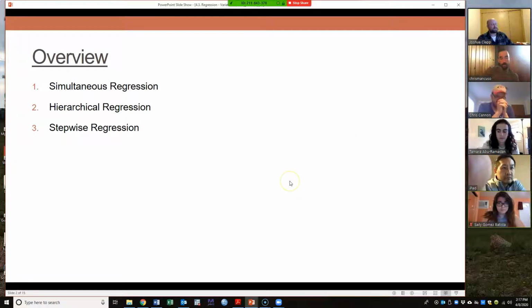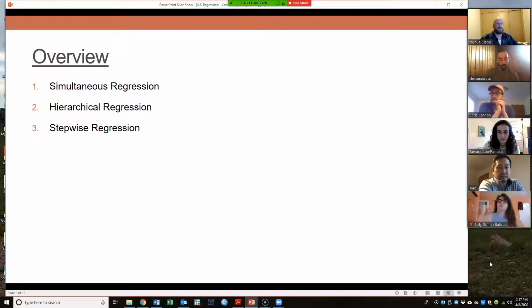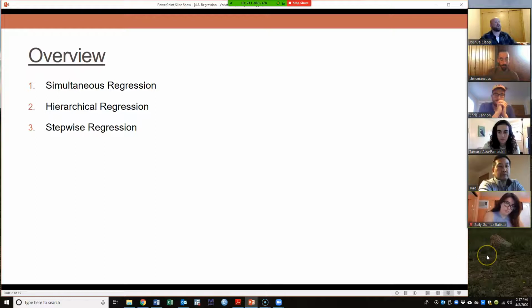Cool. All right. So, today we're going to talk real quickly about different types of regression, basically different approaches to regression. There are some things that will be different, but the main ones that we're going to use in psychological science are pretty much going to be similar: simultaneous regression and hierarchical regression. We'll talk about stepwise regression a little bit. We don't see that used a whole lot in psychological sciences for reasons that we'll talk about, but I just want to get you a good understanding of what's going on with these different types of models.